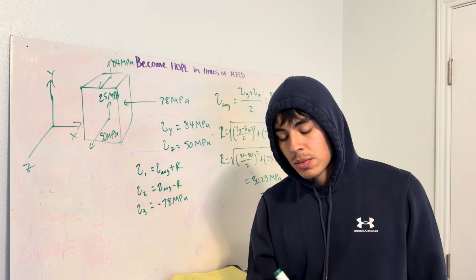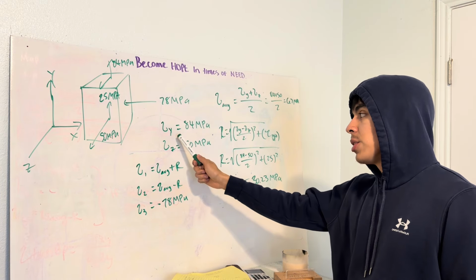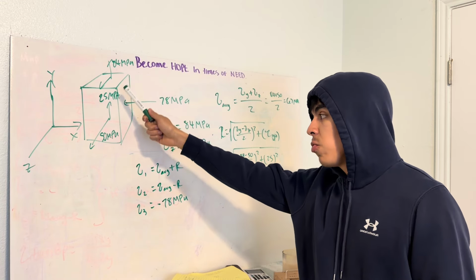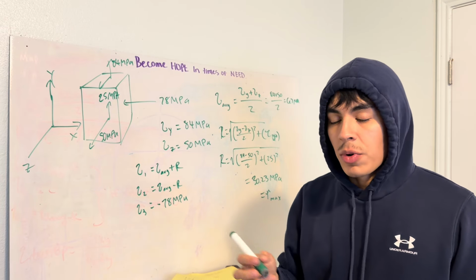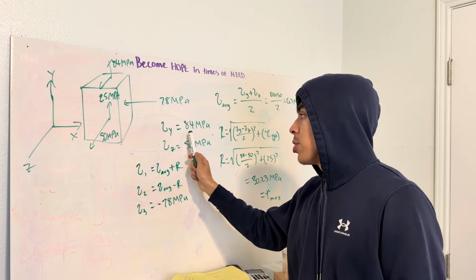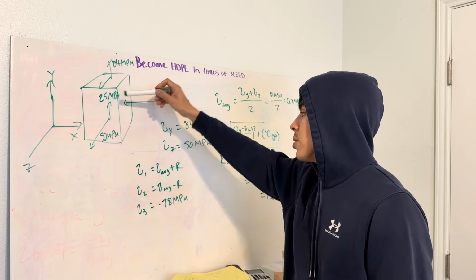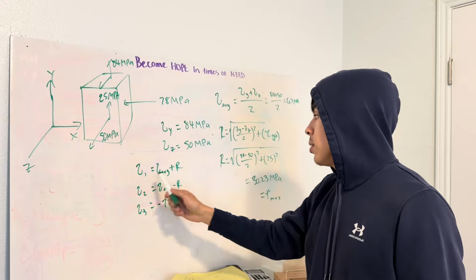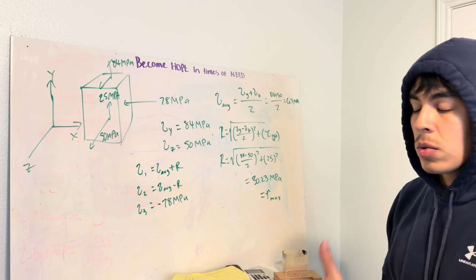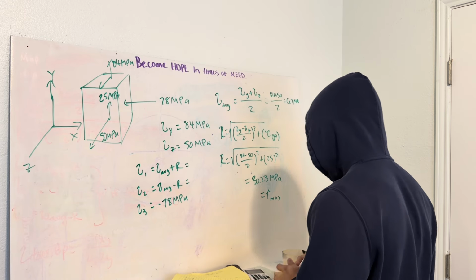And just to note, whenever you're marking your forces, if one of these forces is acting towards the cube, which is compression, make sure you put your signs. So if this was acting downwards, this would be negative. If this was acting that way, this would be negative. Cool? Okay.